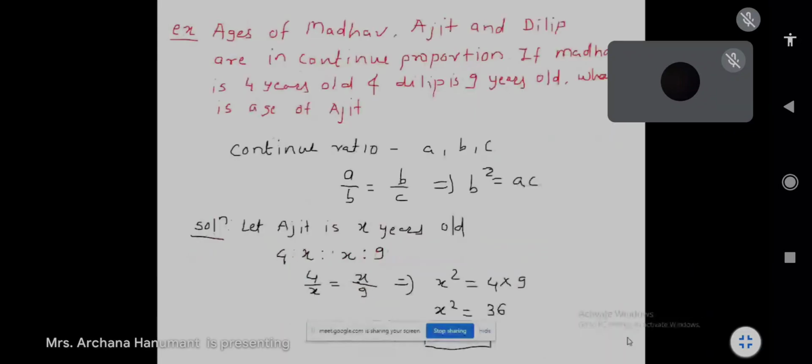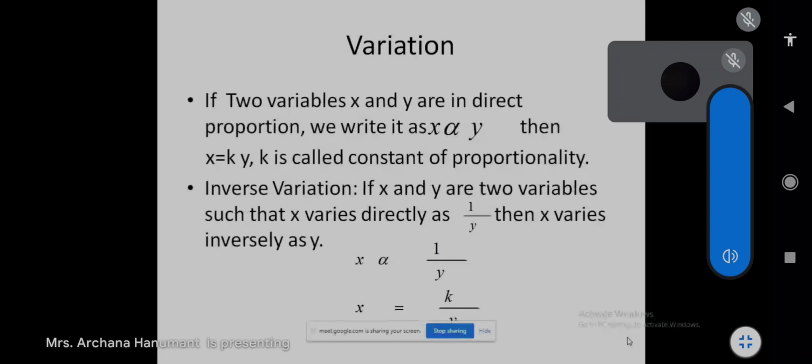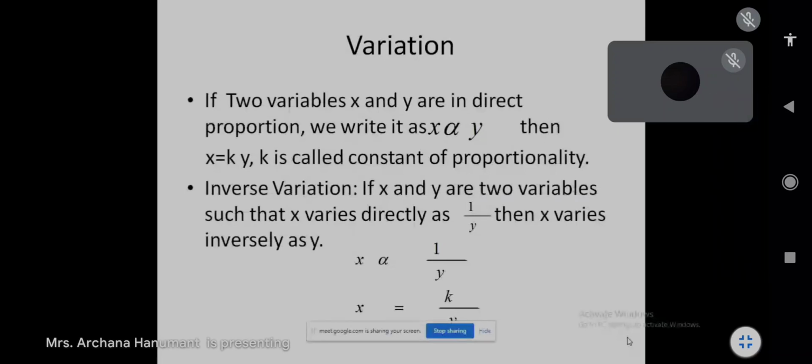Next one, variation. If two variables x and y are in direct proportion, we say x is directly proportional.